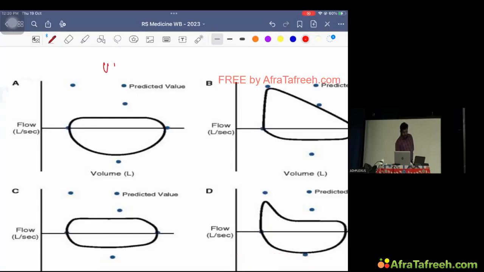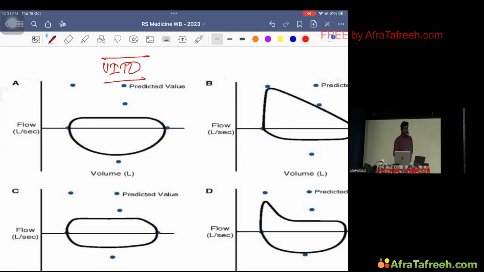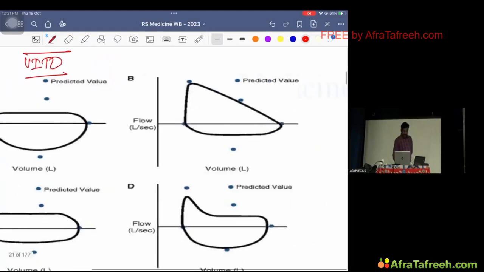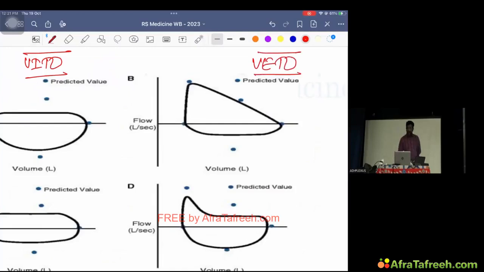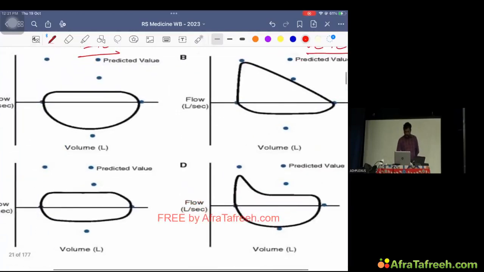Expiratory part is affected means variable intrathoracic obstruction. This one, the second one: the inspiratory part is affected. So where should the pathology be? Extrathoracic. Variable extrathoracic obstruction. What is this one? Both. So it is fixed obstruction.